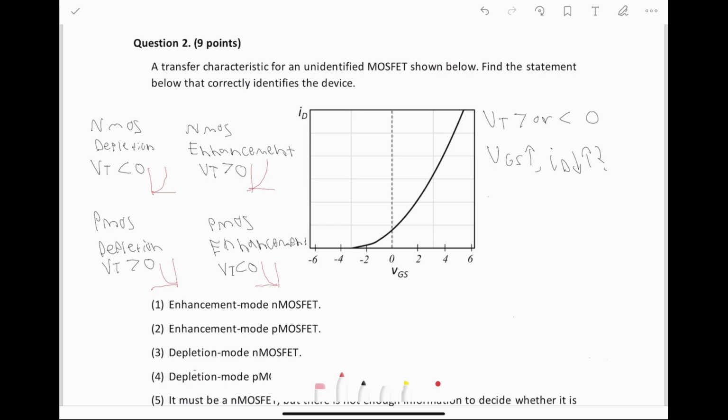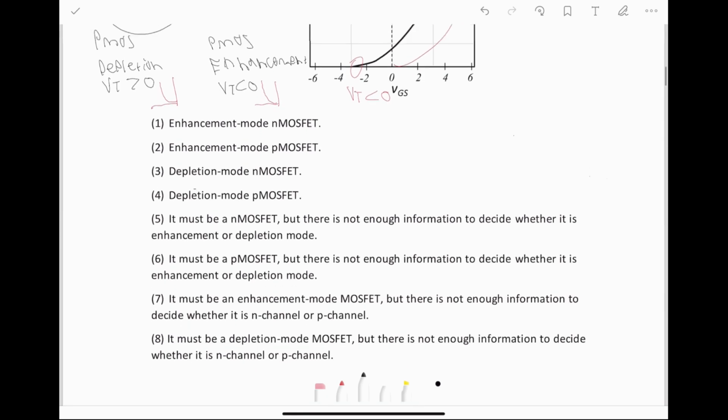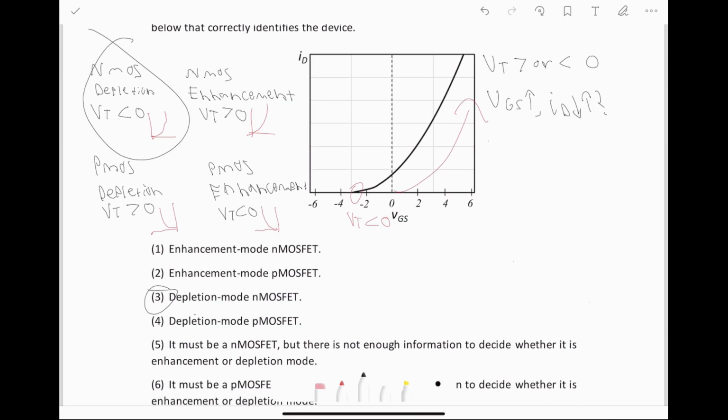And based on what I've drawn right here, and this is really a thing you should have memorized, we see V threshold is right here and it's less than 0. That's V threshold, it is less than 0. And we also see that the IV curve looks like that. This matches NMOS depletion. So yeah, the answer is 3, depletion mode NMOS.